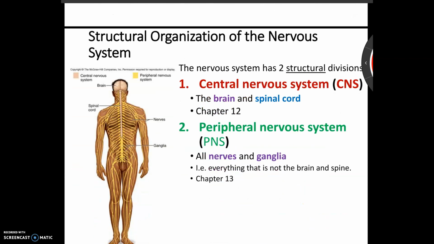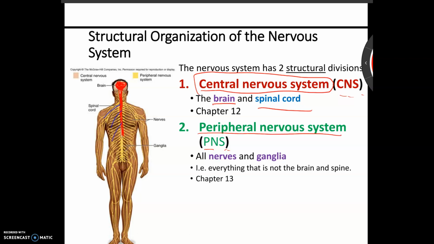So, the structural divisions of the nervous system. This is where it's located. And it's divided into the central nervous system, which is abbreviated CNS, and the peripheral nervous system, which is PNS. The central nervous system, or CNS, is the brain and the spinal cord, which ends about L2. So it's central. So if I ask you on the test, what's the central nervous system, you'll tell me brain and spinal cord. The peripheral nervous system is everything else.